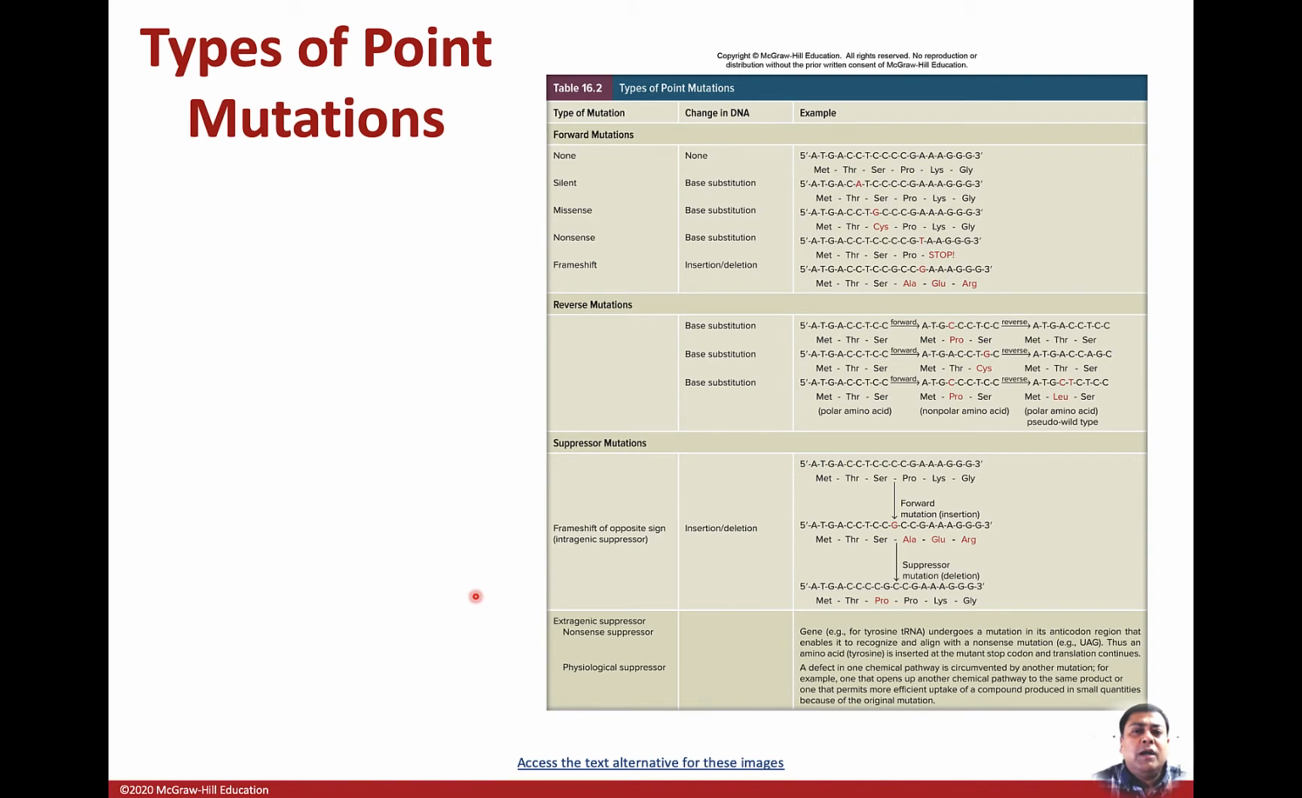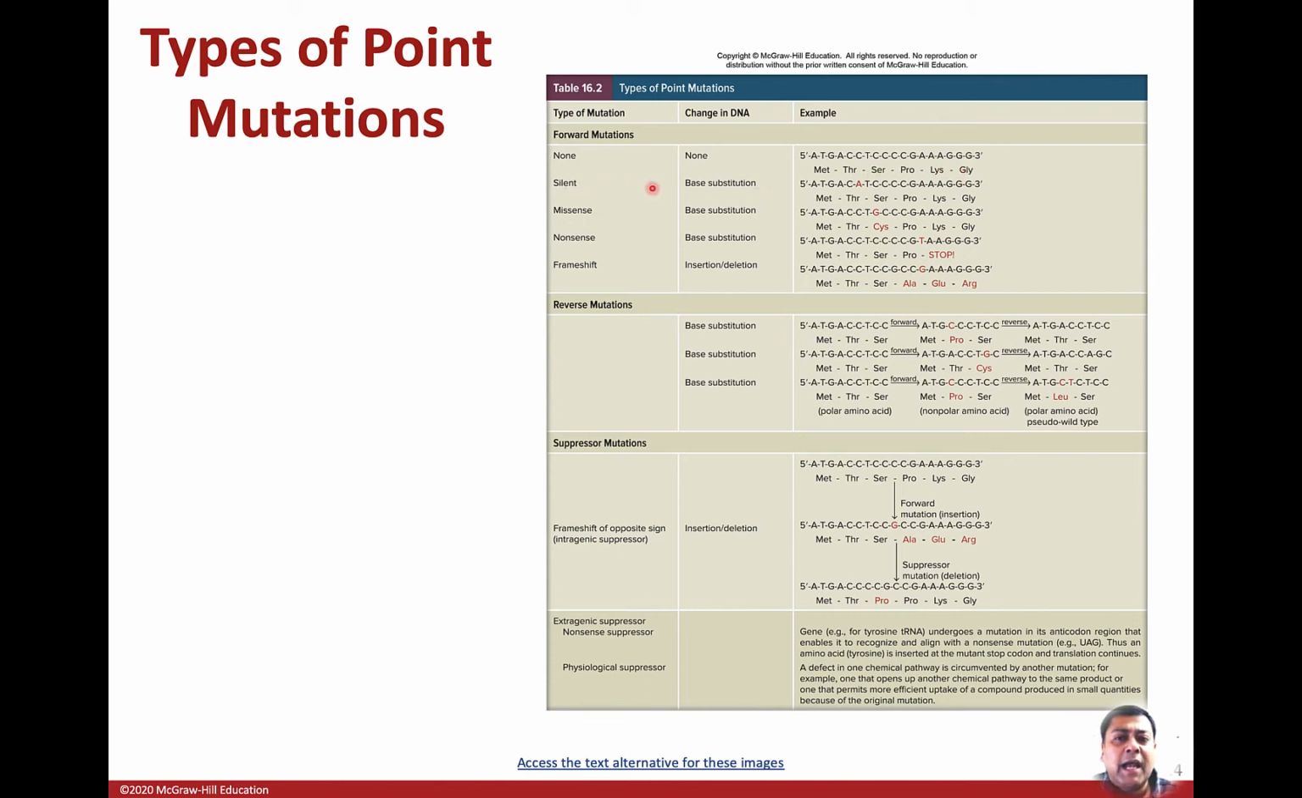First we are looking at some of the forward mutations, where we change a wild type to a mutant form, and what they are. Suppose this is a DNA sequence, just a random DNA sequence, where you have these amino acids coded by this DNA sequence: methionine, threonine, serine, proline, lysine, and glycine.